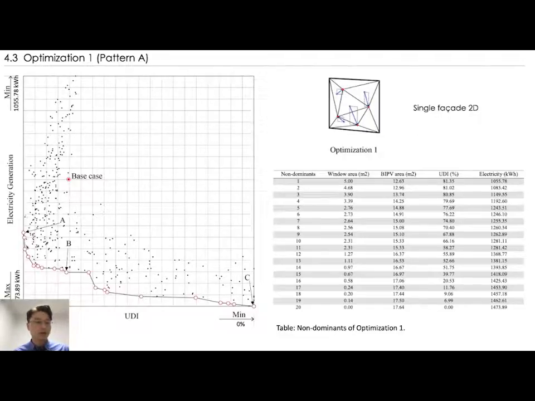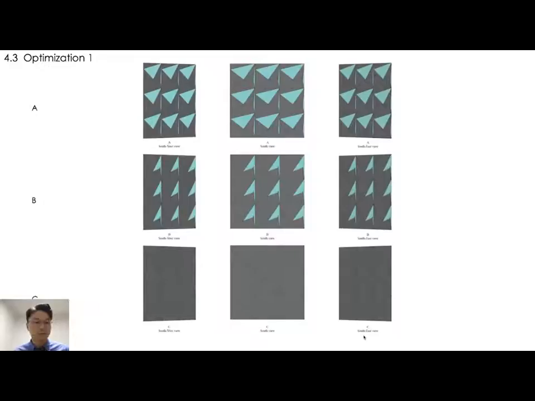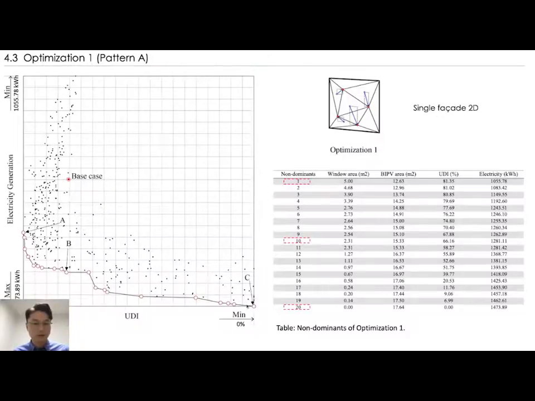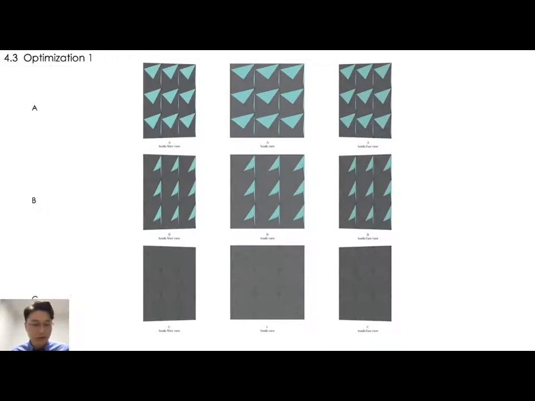So this is called the Pareto front. The Pareto front solutions are represented here, and A, B, and C, which are here, non-dominant, have been visualized here. It's interesting to see that the non-dominant one is very good at electricity generation. That's why it's all blanked out.